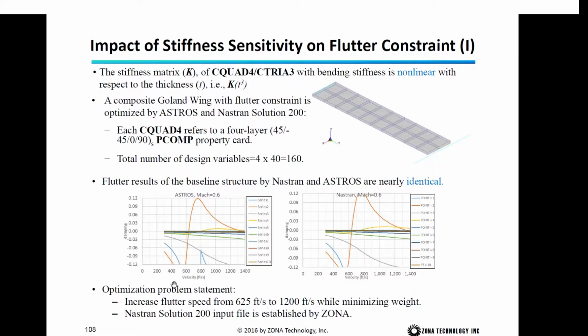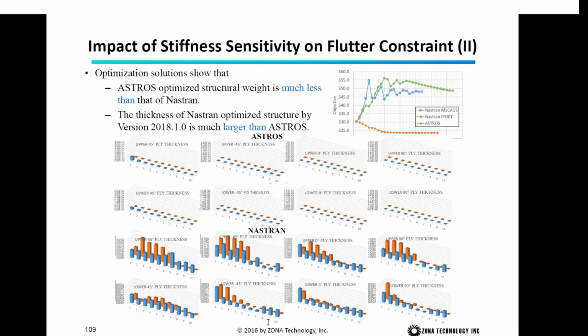Now, the optimization problem statement is to increase the flutter speed from 625 feet per second to 1200 feet per second while minimizing the weight. The Nastran Solution 200 input file is generated by ZONA.